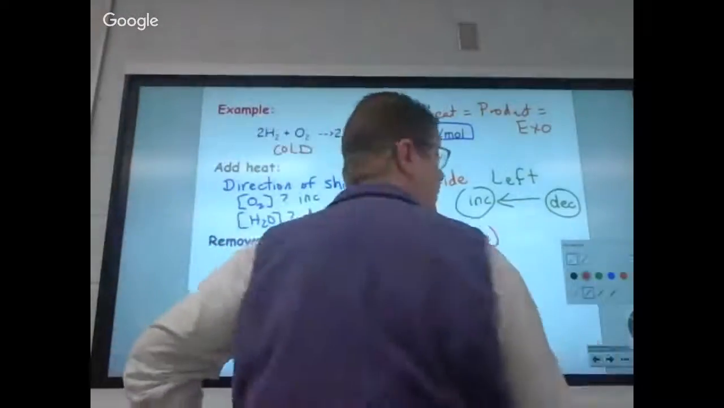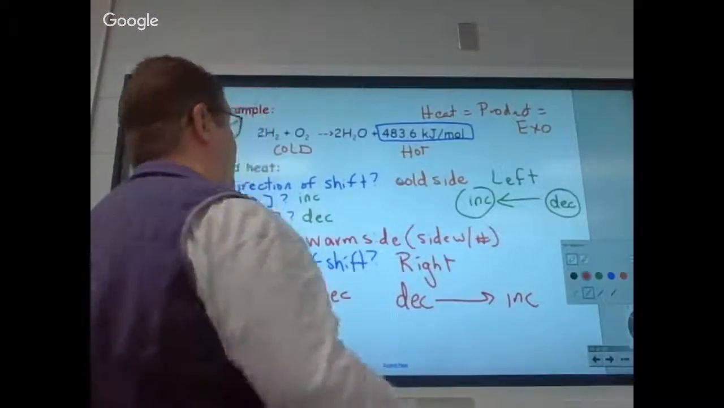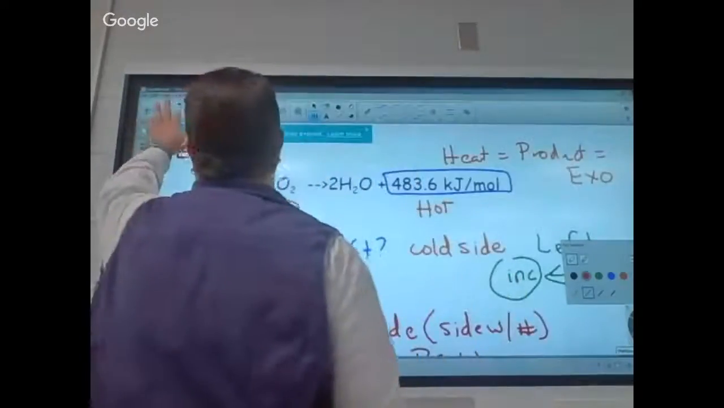Can we just think of it as it going to the opposite side? If we add heat, it goes cold, so it balances out. You got to think about where the number is. Okay?